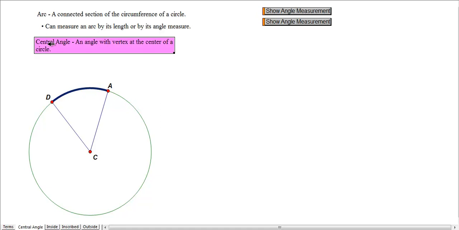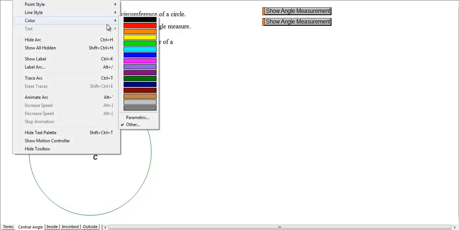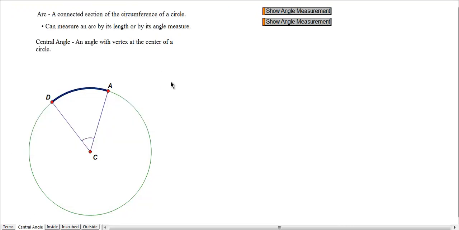I want to define something called a central angle. A central angle is an angle where the vertex is the center of a circle. In this case we're talking about this angle right here, ACD. I'm going to change that to make it a little bit darker for you. What we want to know is what is the relationship between this arc AD and angle ACD.